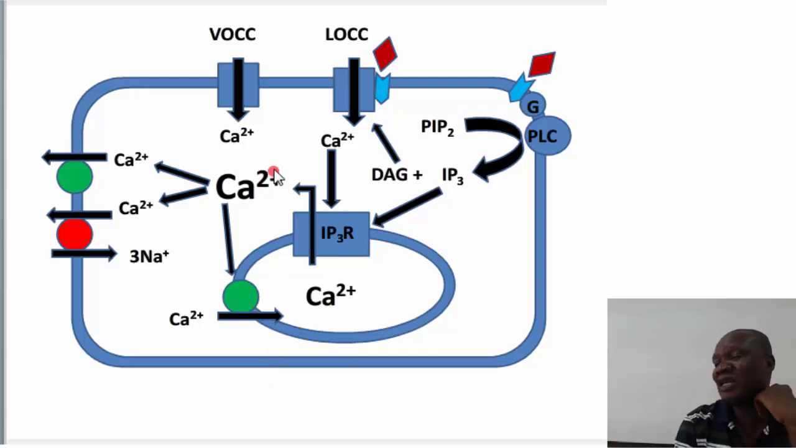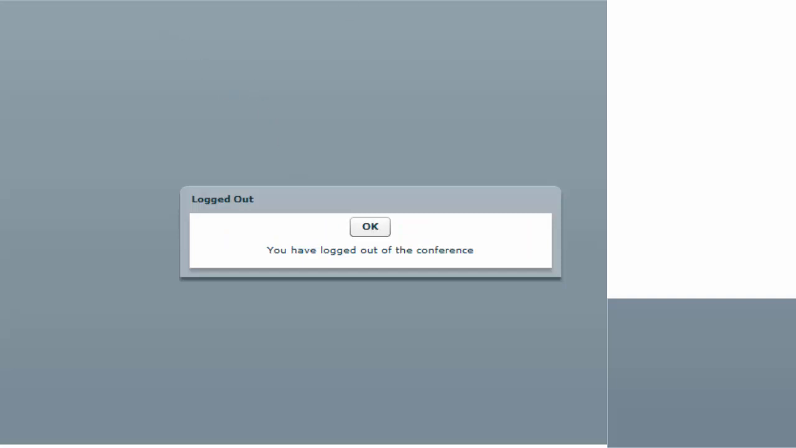Now, unlike the other excitable tissues that we've seen, depolarization in the cardiac muscle is dependent on calcium influx rather than sodium influx. Depolarization is due to calcium influx rather than sodium influx. And there are various methods by which calcium gets into the sarcoplasm. First, we have the voltage-operated calcium channels, or voltage-gated calcium channels.